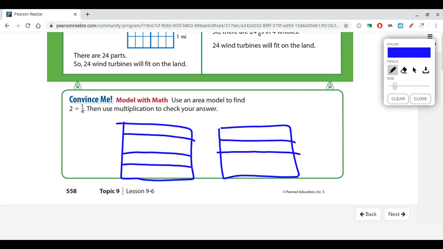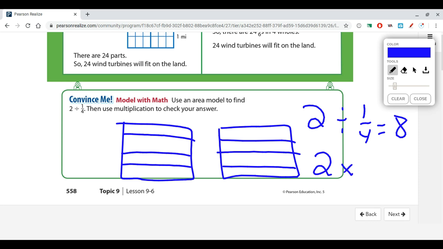And when I divide them into 4 pieces, I'm going to look at what my total is going to be. So I have 1, 2, 3, 4, 5, 6, 7, 8. So 2 divided by 1/4 is going to be equal to 8. Here's how it looks, right? So I'm checking it with multiplication. Here's my keep, there's my change, there's my flip. And so I can write it as 2 times 4, and I end up with 8.